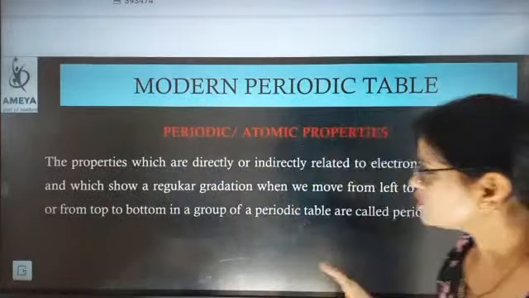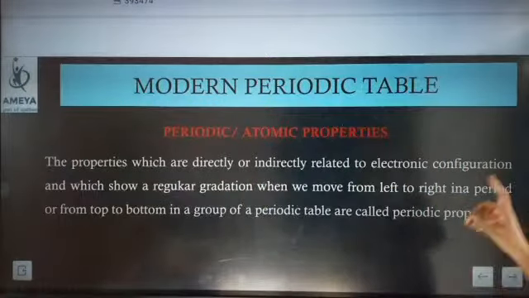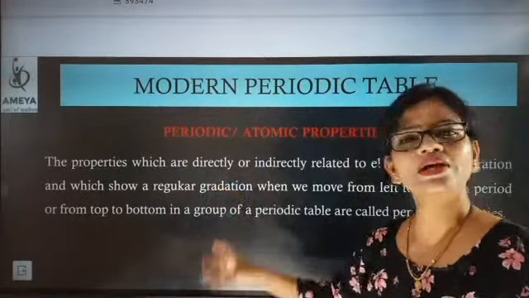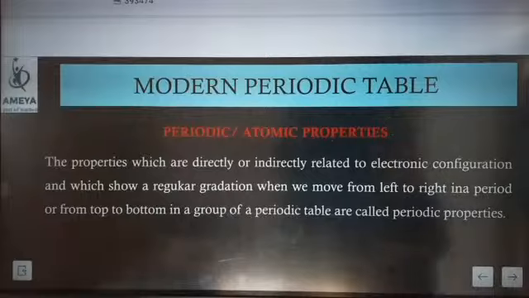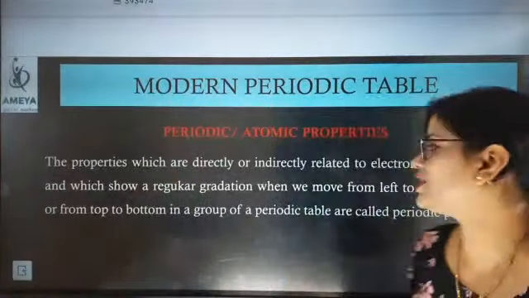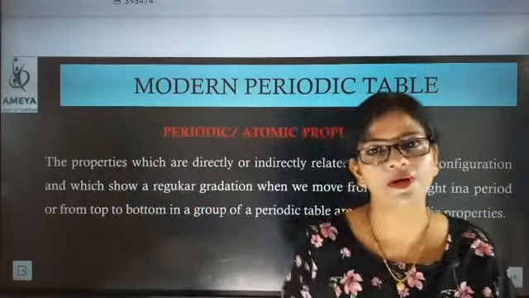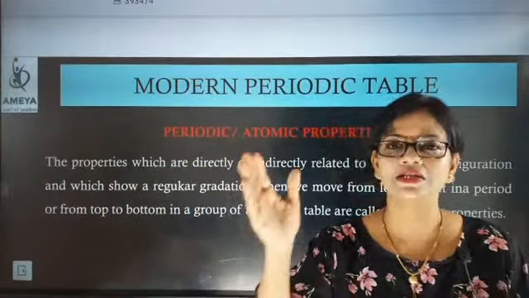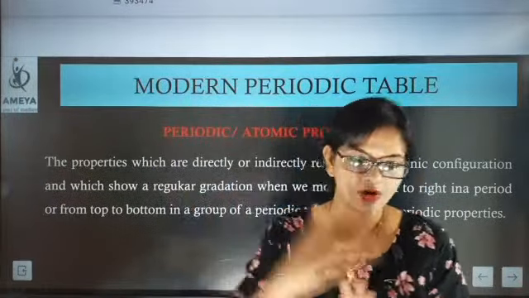Fine. So I am going to discuss one more time, Rashmi, the properties which are directly or indirectly related to electronic configuration. They show a regular gradation. When we move from left to right in a period or top to bottom, that change is called periodic properties. Now we know there are many periodic properties, and one by one we are going to understand them.